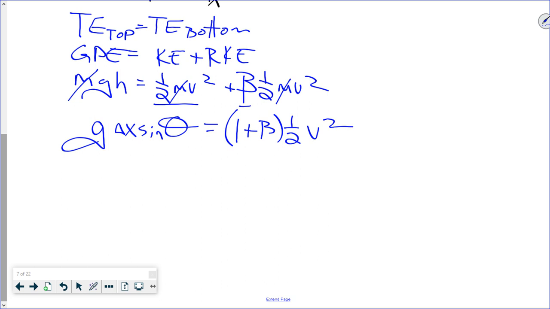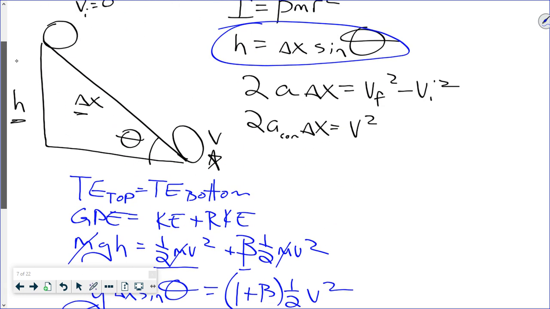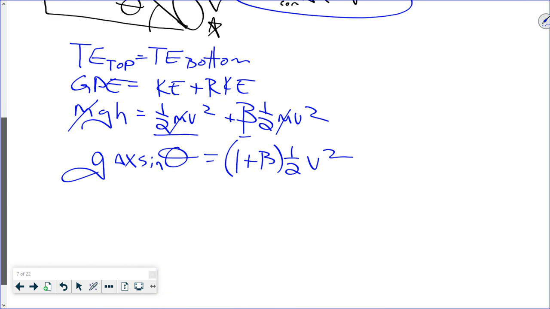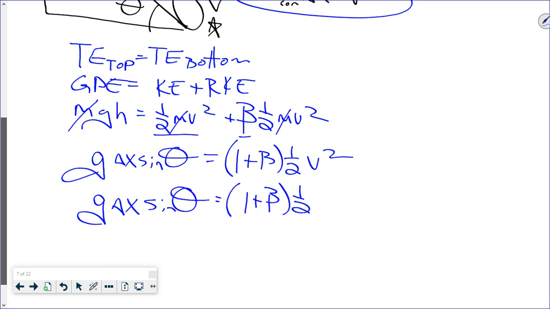And we had one other relationship, which is this. Remember, v squared is that, just from regular old kinematics. So let's do that substitution. So now I've got g delta x sine theta equals 1 plus beta times 1/2, and then v squared was 2 times the acceleration of my center of mass times delta x, right?